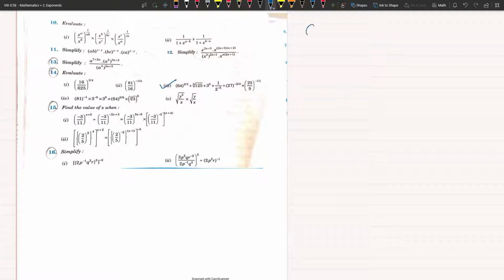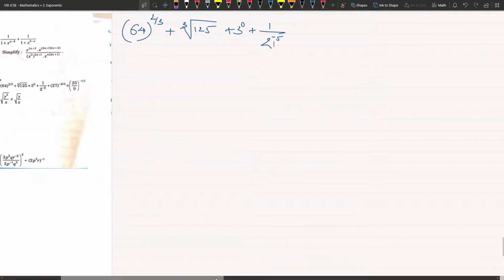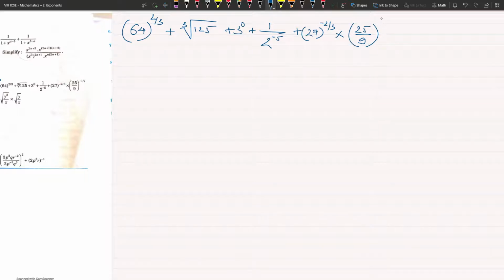Yes, sir. 64 raised to 2 by 3 plus cube root of 125 plus 3 raised to 0 plus 1 upon 2 raised to minus 5 plus 27 raised to minus 2 by 3 times 25 by 9 raised to minus 1 by 2. Tell me, how should we begin?